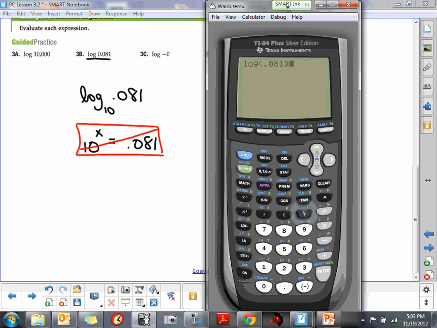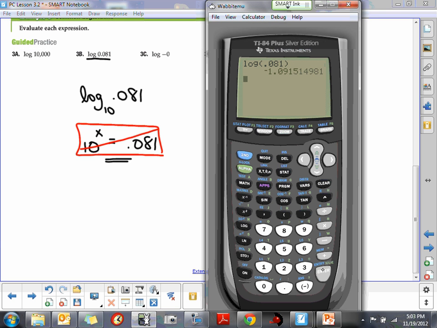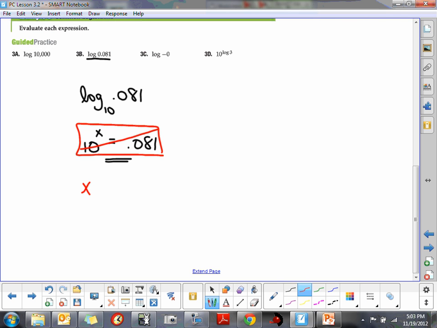What we're telling the calculator to do is go find the exponent that we raised 10 to to get 0.081. Just like this statement here that I'm telling you, that's what it's going to find. So if I hit enter on this, it's going to be a negative 1.09 approximately. So x is approximately negative 1.09 with some other digits following behind it.